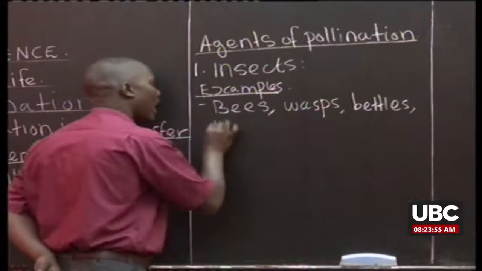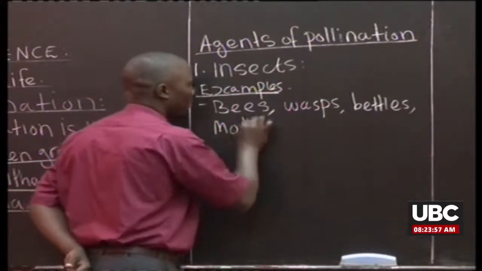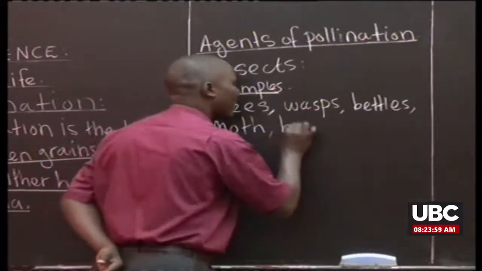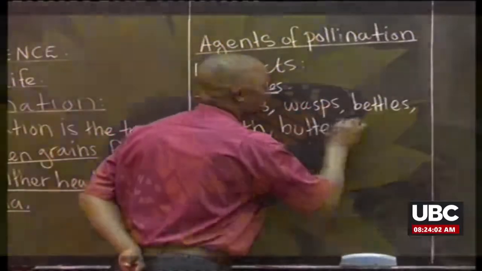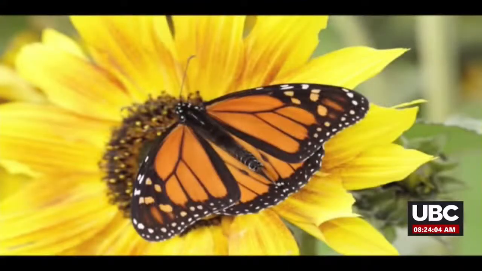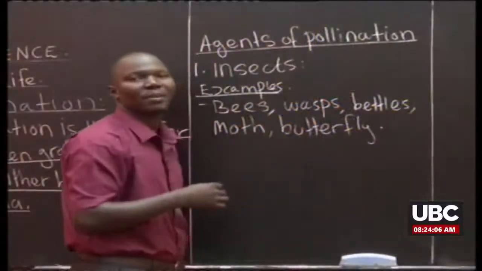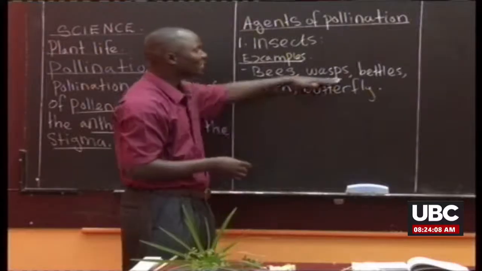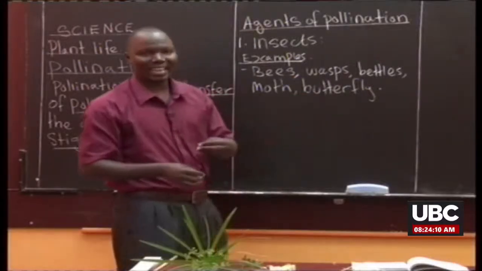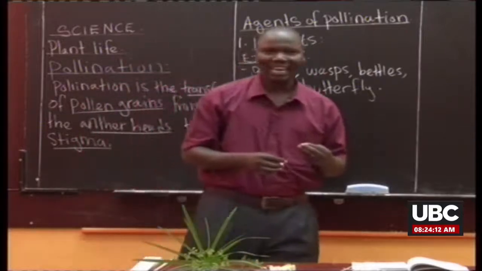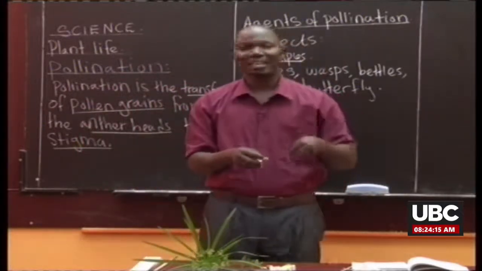You will find there the moth. You will find there a butterfly. Butterfly. And very many insects. Children, you have seen these. Once they are there, they are looking for the sweet nectar. They are looking for something sweet from that flower.